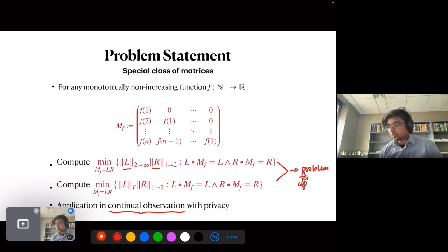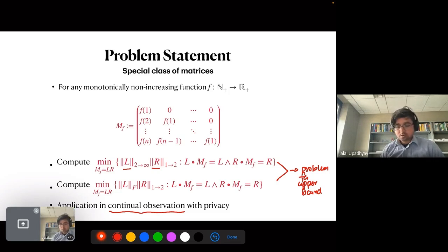For the lower bound, I don't put this restriction. And of course, this is an upper bound on the previous factorization norm, so all good for us. Okay. Any questions so far?